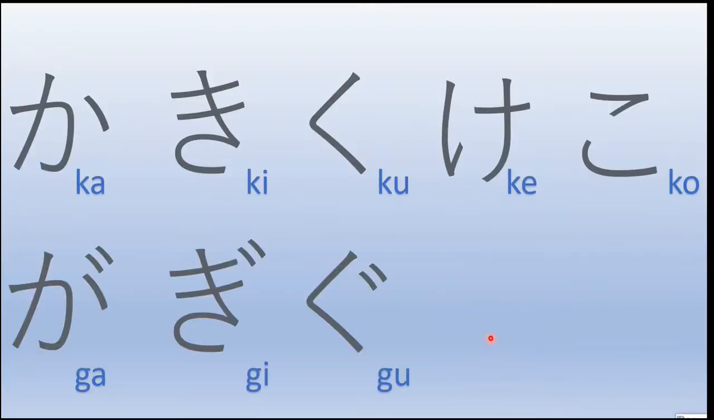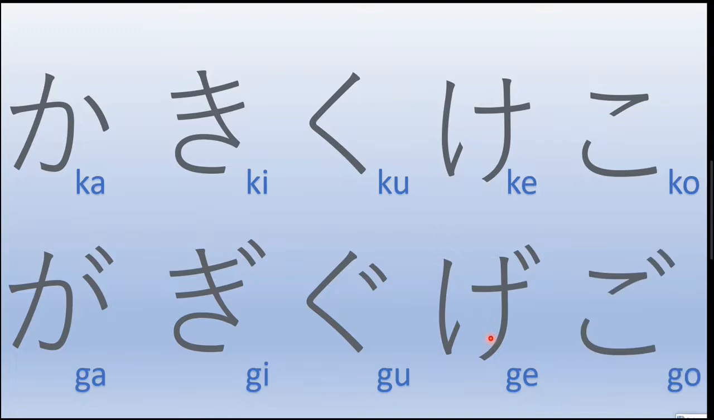At the top we have ka, ki, ku, ke, ko, and below we have ga, gi, gu, ge, go. So look at the similarity of these alphabets, ga, gi, gu, ge, go with ka, ki, ku, ke, ko, except for those two short segments in each of these. On the top right corner, there is no other difference of this line with ka, ki, ku, ke, ko.